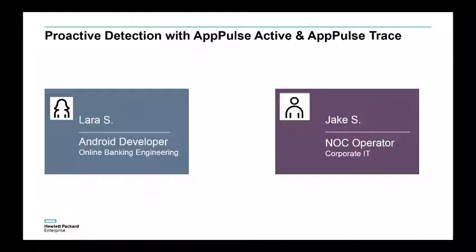So the bank has just rolled out a new version of their mobile banking app, and late in the evening the same day they received an alert from the operations bridge. And Jake, who's a NOC operator, receives the alert and goes through a quick triage process, which tells him that there is a related mobile application and a number of users have already experienced problems. So he immediately contacts Lara, who's the on-call developer for this application. She takes over the troubleshooting process and goes into further analysis of the problem.